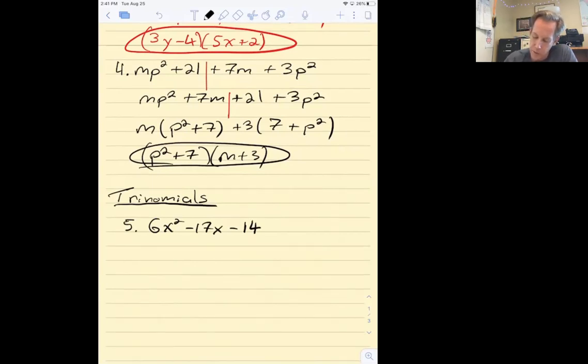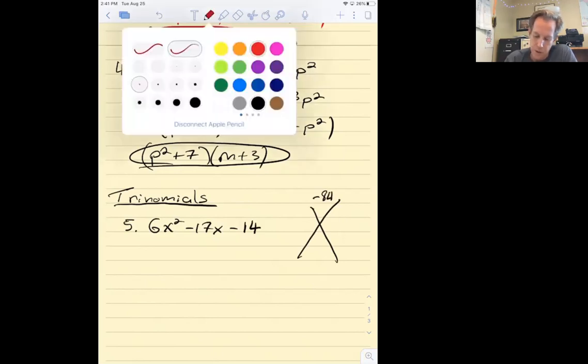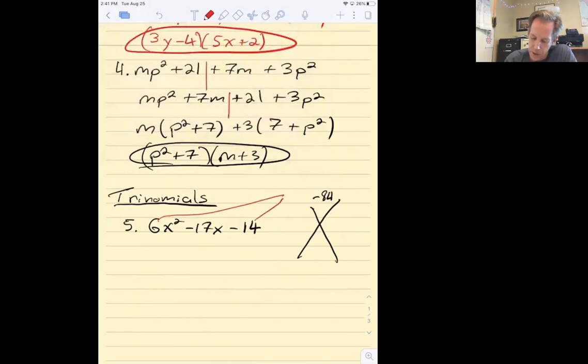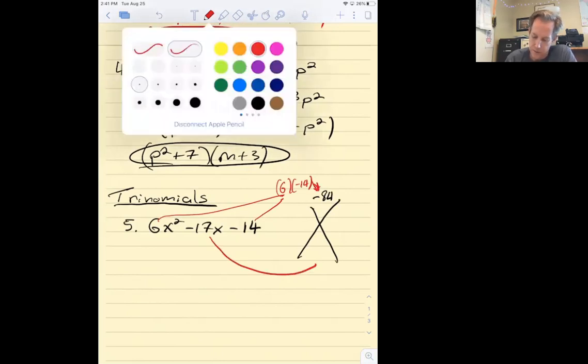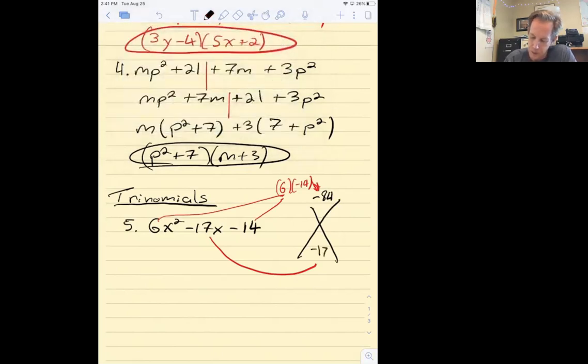But to do the trinomial method, what we're going to do is multiply the first term and the last term together, which gives us negative 84. Again, this comes from taking the 6 and the negative 14 and multiplying those two things together. That's how we get negative 84. And then the middle term goes in the bottom part of our x, which is a negative 17. And so what we're looking for is what two numbers multiply to negative 84 and add together to negative 17.